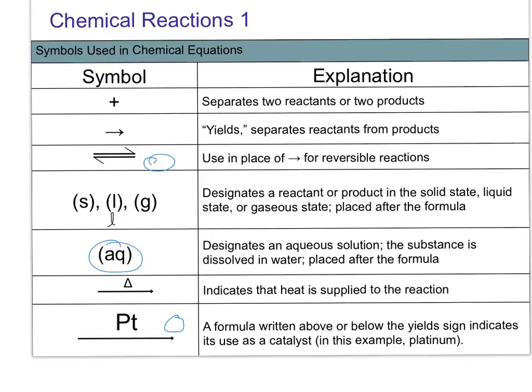The delta above there means that heat's being supplied in some fashion, and we do look at some of those reactions as well. And the platinum at the end is something that is used to indicate that a catalyst is used. And the catalyst is usually a platinum-based catalyst. And you can think of a catalyst as a swift kick in the rear to get the reaction going.